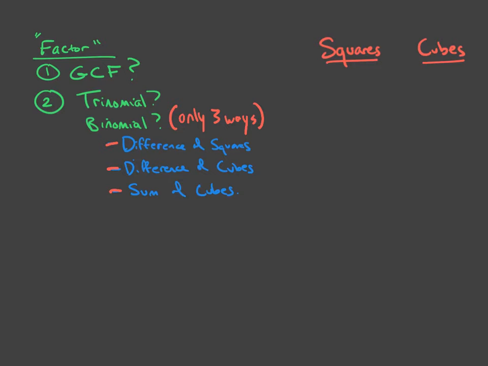So difference of squares would be 1, and difference is subtraction. So we're talking about squares that have a minus in the middle. Second option is difference of cubes. So we're talking about 2 cubes that have a minus in the middle. So difference in the middle. And then this last option, sum of cubes, and sum is going to be addition. So difference, subtract, sum, you're adding.